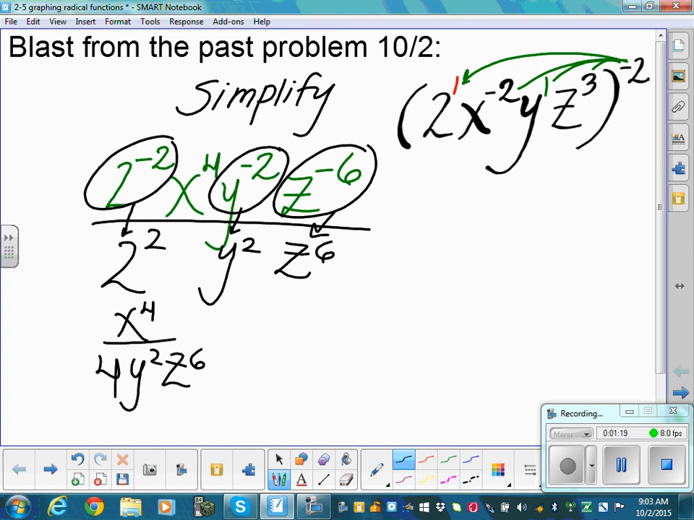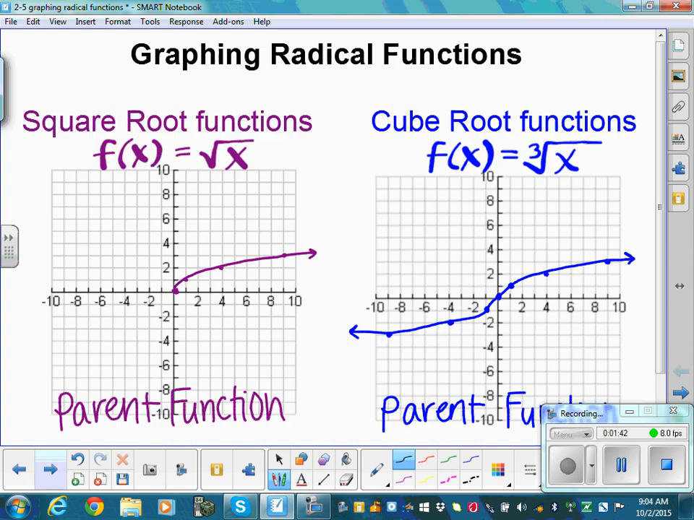Now, z, y, x. Any like bases? Z, y, x. Are those like bases? No, so we're done. If any of those are the same base, we got to keep going. And then we'd be doing, when you divide, you subtract. Does that make sense? Okay, so we're done. Are you guys getting more comfortable with properties of exponents? Okay, good. Very good. Okay, let's go.